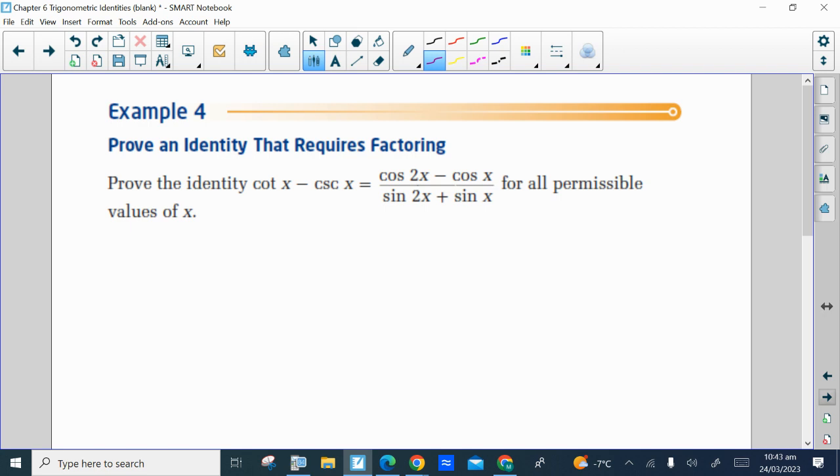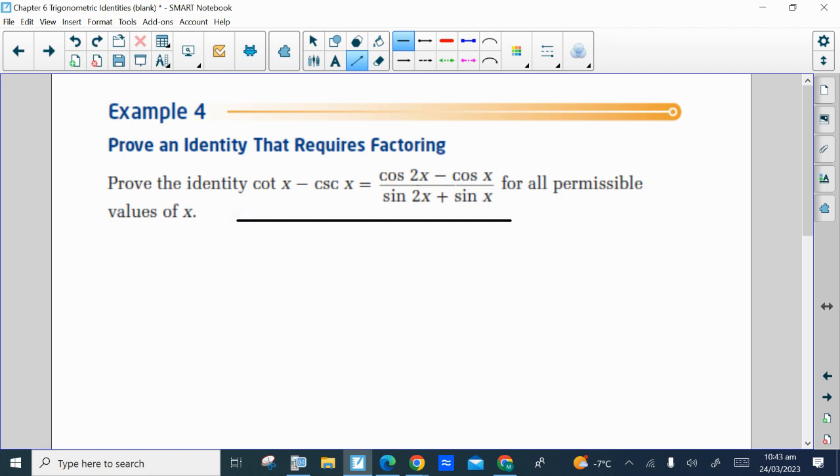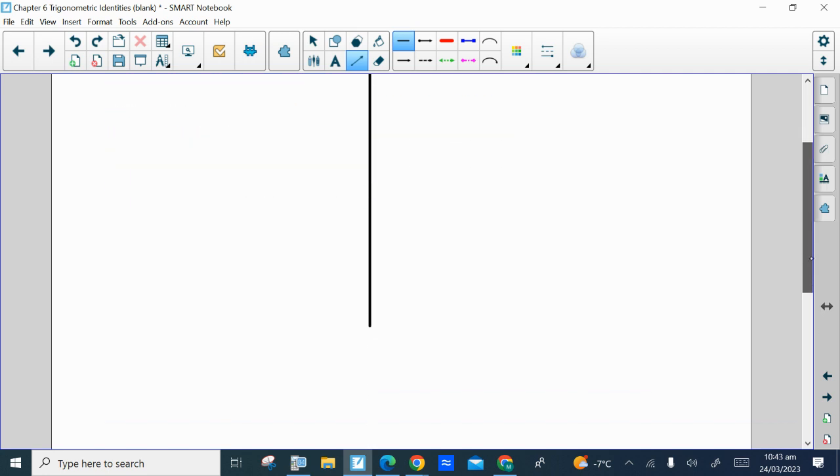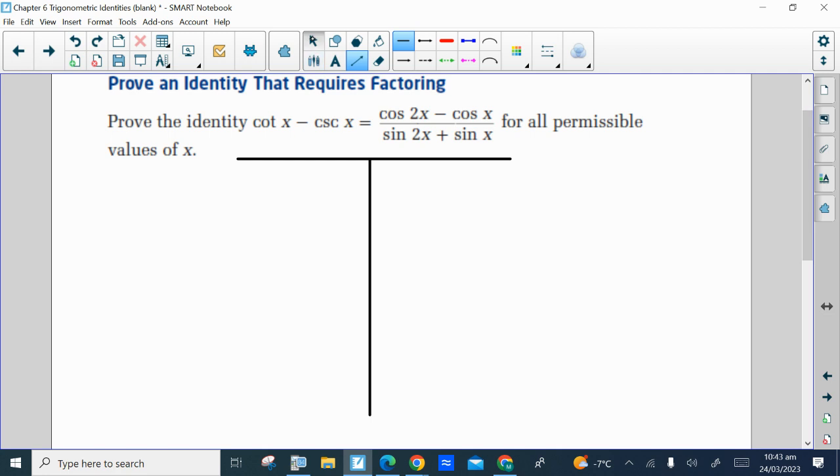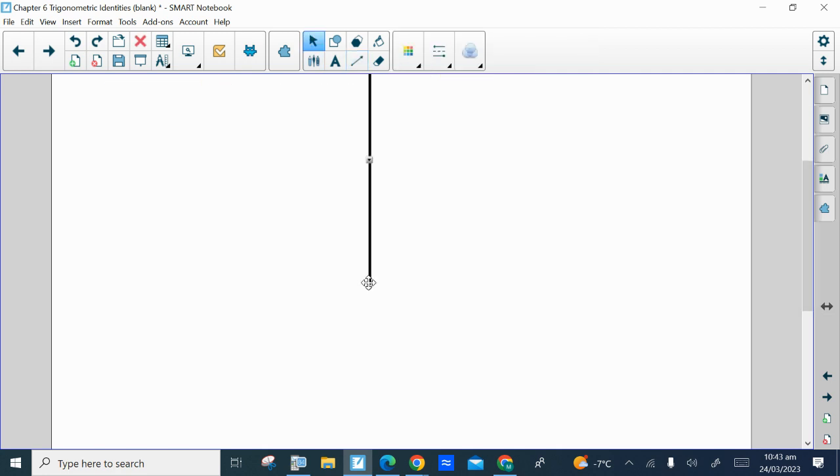So we said sometimes you're going to need to factor, and you always work down the more complicated side first, which in this case would be the right side. We may have to do some work on the left side, but we won't know until we finish as much as we can do on that right side. So that's where we will start.